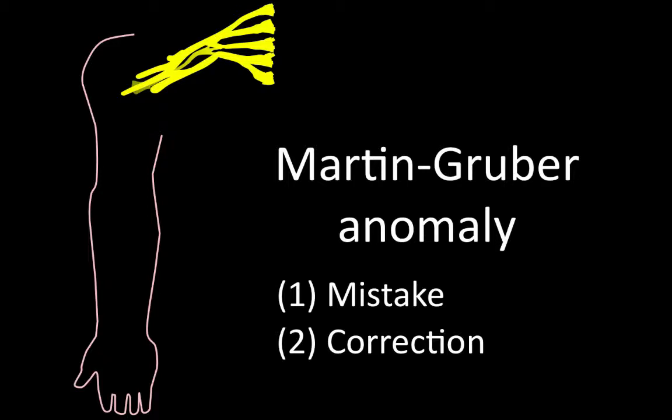So, when you think of Martin-Gruber anomaly, remember the only gross anatomical finding is at the level of the forearm. This is the rerouting correction of a routing mistake that originally occurs at the level of the brachial plexus.